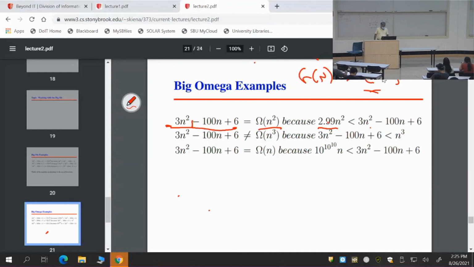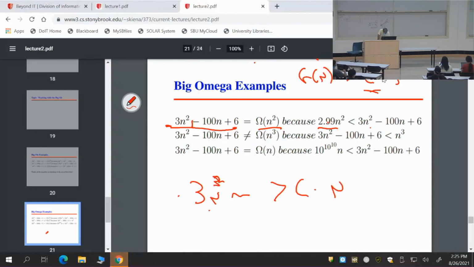What about n? Is n a lower bound? Let me now erase this. Is there some constant times n such that that's less than 3n squared? And it should be pretty clear. On one side of the expression, you've got 3n squared plus some little change. On the other side, we've got a C times n.